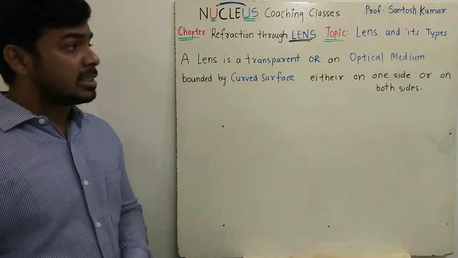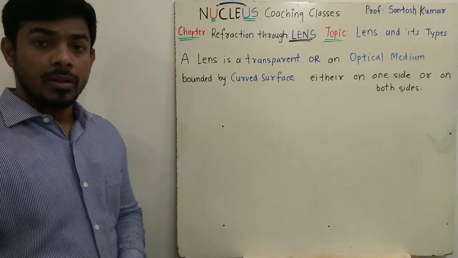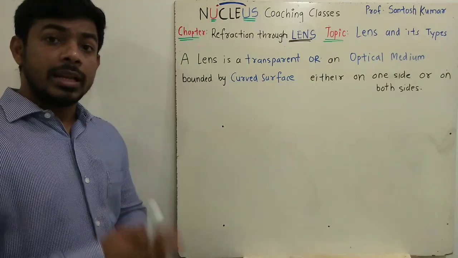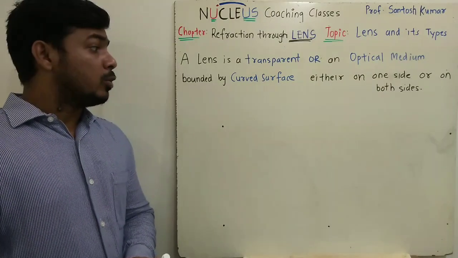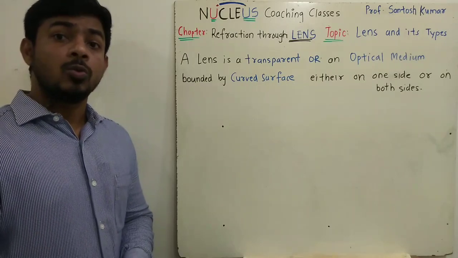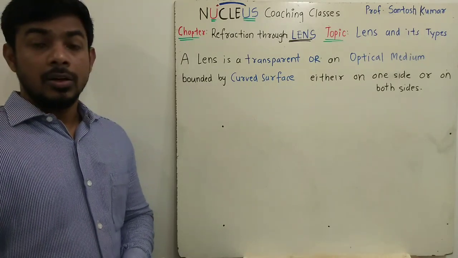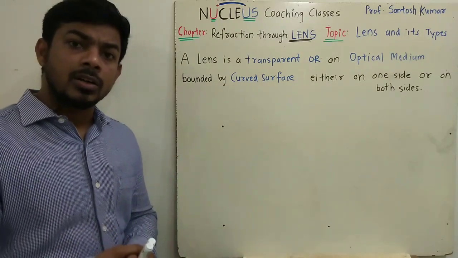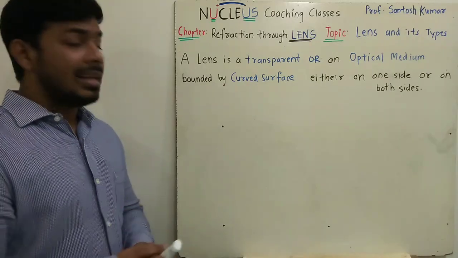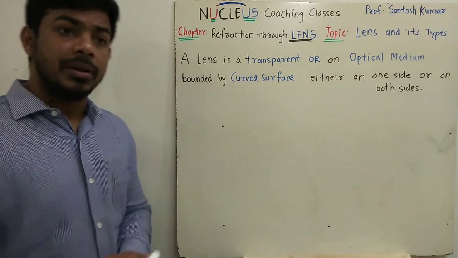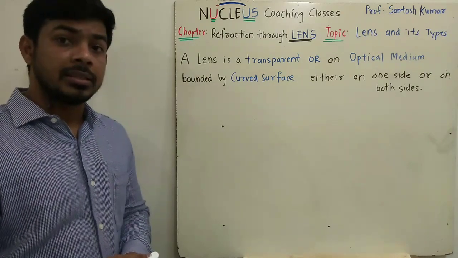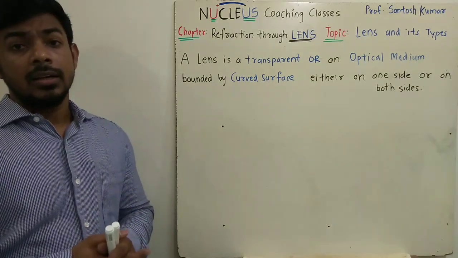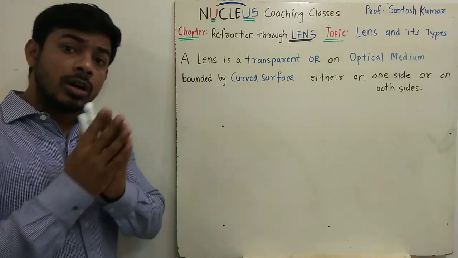A lens is a transparent or an optical medium. Remember, it is a transparent or an optical medium, then only refraction of light will take place. So a lens is a transparent or an optical medium bounded by curved surface, either on one side or on both sides. So at least one of the surfaces of the lens should be curved, or if both the surfaces are curved, then also it will be a lens.